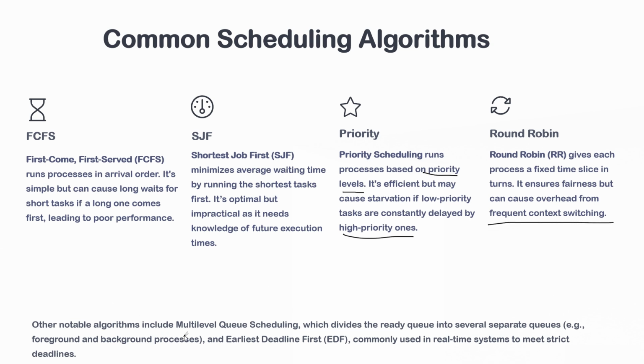Other notable algorithms include multi-level queue scheduling, which divides the ready queue into several separate queues, and earliest deadline first, commonly used in real-time systems to meet strict deadlines.